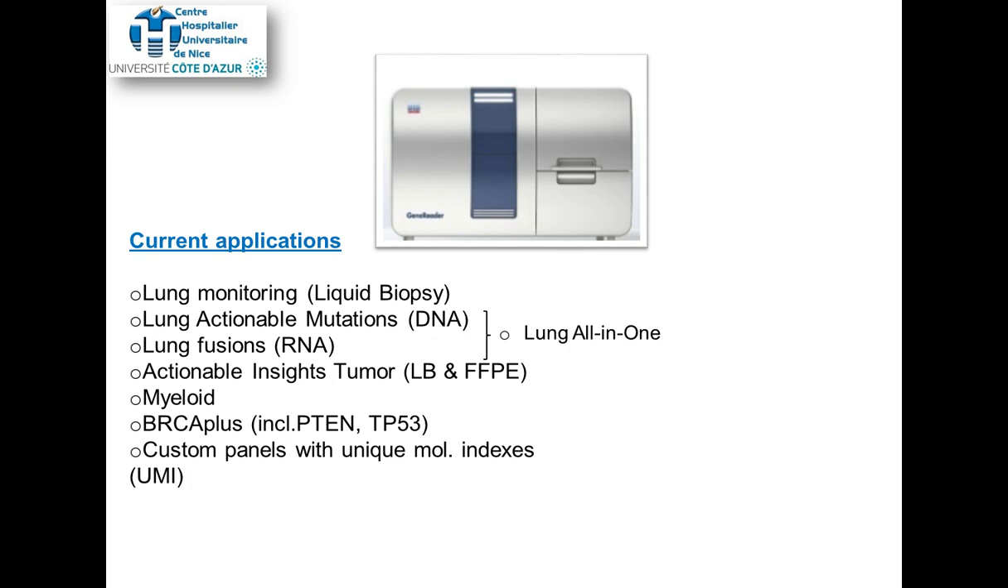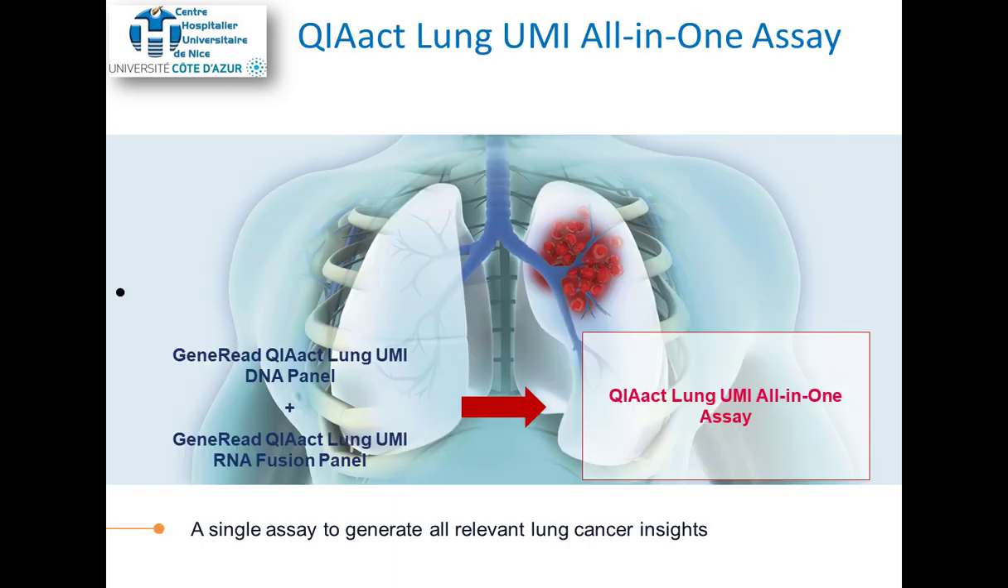So different applications are currently available, and we started to develop in our lab some of these applications, in particular the Actionable Insights Tumor Panel. Of course, other applications include some panels for lung cancer and very soon a myeloid panel. Since most of our activity is focused on lung cancer patients, we think to use very soon the UMI all-in-one assay, allowing detecting mutations and rearrangements both in tissue and also in liquid biopsy.